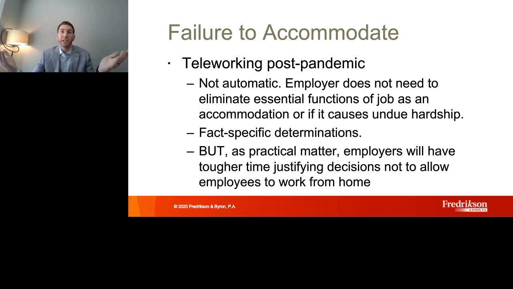These are fact-specific determinations, and so they need to be resolved on a case-by-case basis. But as a practical matter, I think both plaintiffs and defense side attorneys would probably agree that you will have a tougher time justifying a decision not to allow employees to work from home, especially if it's just something temporary going forward. So have good data to support that justification if you choose to deny it.